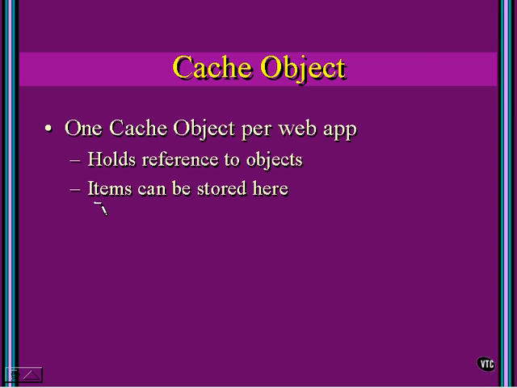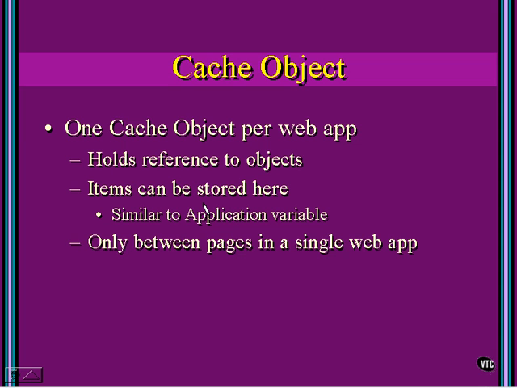And that's the key word, items. Now, by items, basically the limit is how much memory we want to use. Again, I've already mentioned storing data sets and so forth in there. This is very similar to an application variable. But again, this is going to be faster than the application variable because the cache is going to be held in RAM memory.